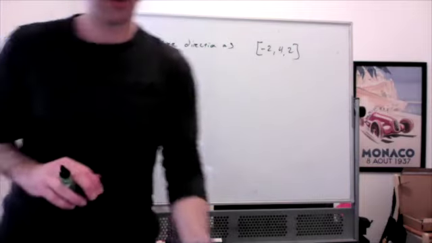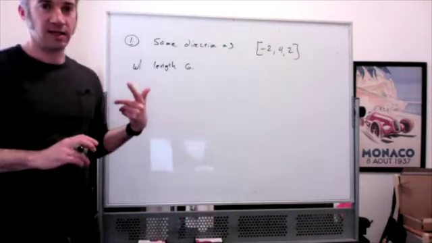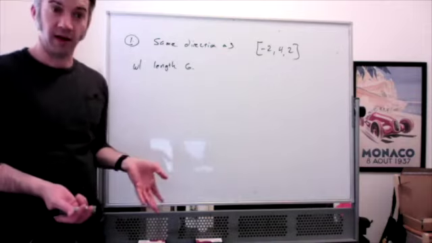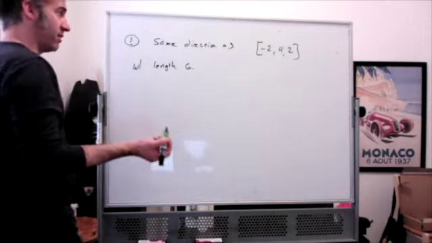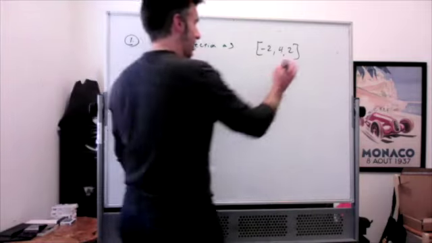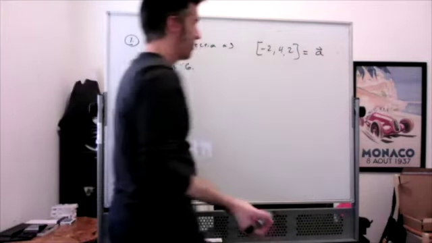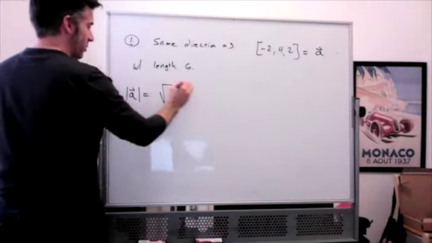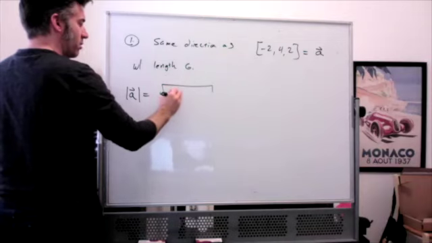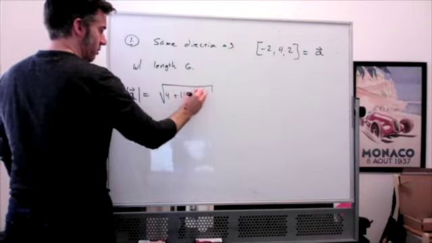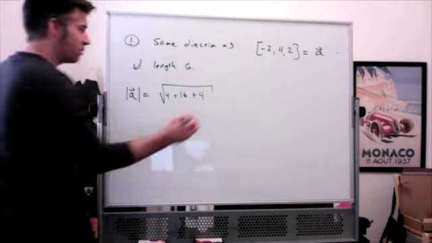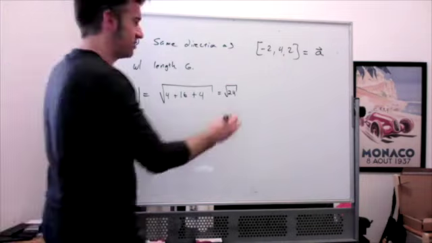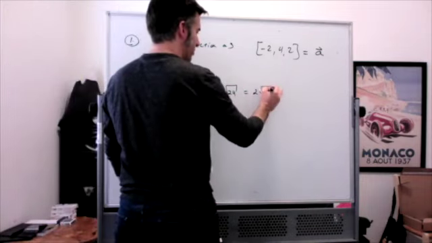Okay, so basically the idea is if you want to find the vector in the same direction as any given vector, we're going to find the unit vector in that direction. So we're going to divide the vector by its magnitude. Let's give this vector a name. I'm going to call it A. Then the magnitude of A is the square root of -2² + 4² + 2². That's going to be the square root of 24. You could simplify this to 2√6. I don't think you really need to.